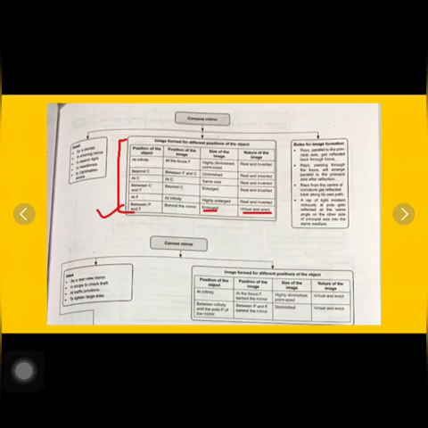Now let us see the rules for image formation. There are certain rules for how to draw the ray diagrams. Firstly, rays parallel to the principal axis get reflected back through the focus. If we draw the ray diagram, this is the pole, this is the focus, and this is the center of curvature. The lines which are parallel to the principal axis will pass through the focus. This is one way to draw the ray diagram.